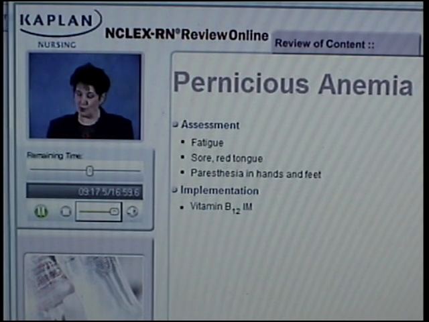But what you will see with pernicious anemia, the patient will complain of fatigue. They will have a sore red tongue, and that's very characteristic of the disease. And they may complain of paresthesia or numbness in the hands and feet. The implementation for pernicious anemia is they will get vitamin B12 IM, they can't take it PO because, again, it would not be absorbed. They will take it IM, and they will need it for the rest of their life.